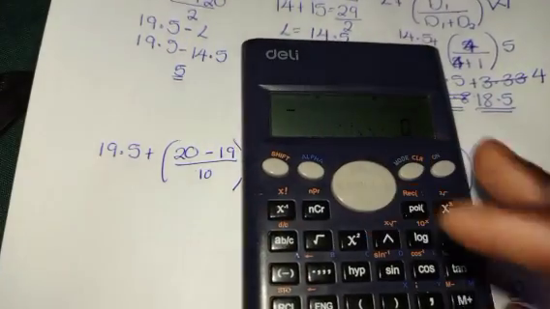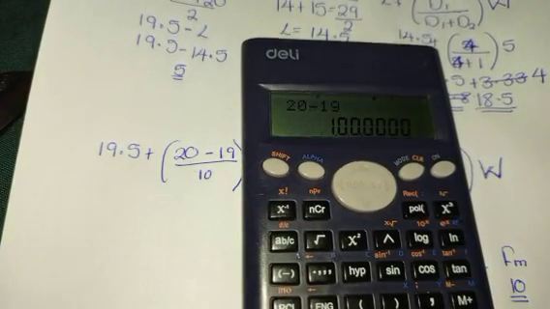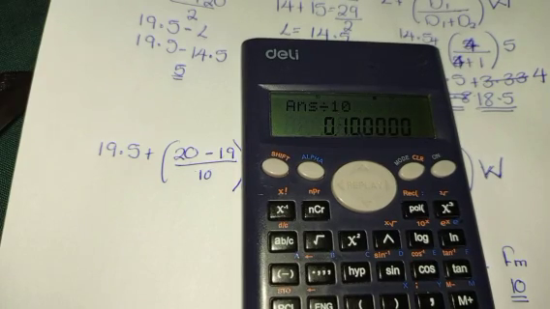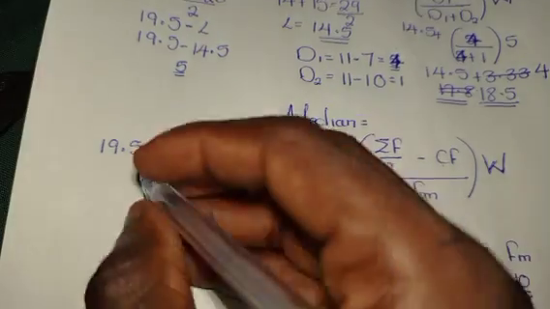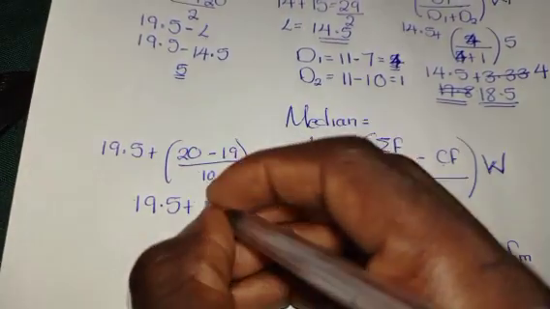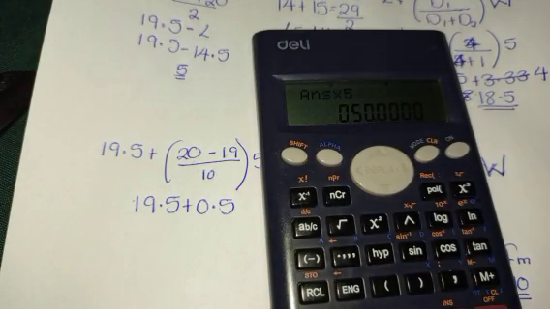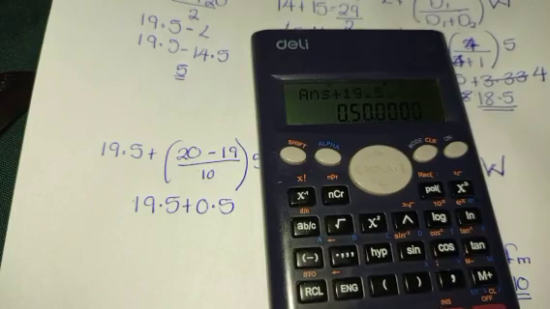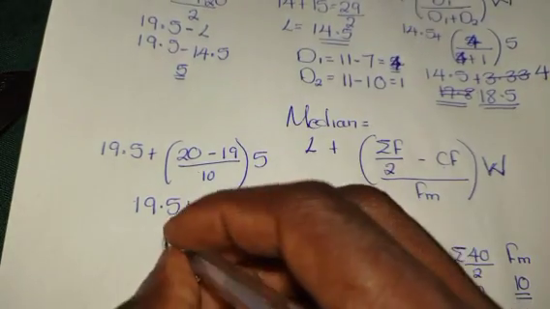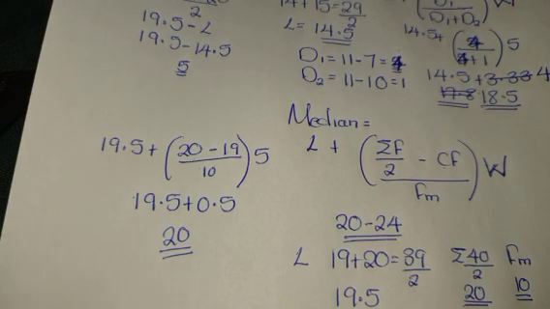So you will subtract with me 20 minus 19, you get your answer to be 1, divided by 10, you get your answer to be 0.1, multiplied by 5, you get your answer to be 0.5. So 19.5 plus 0.5, you get your answer to be 20. So 20 basically is the actual median.